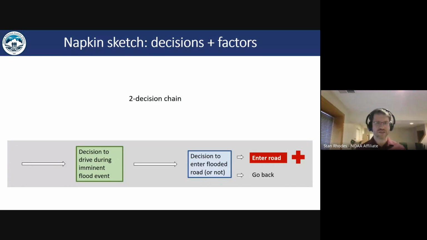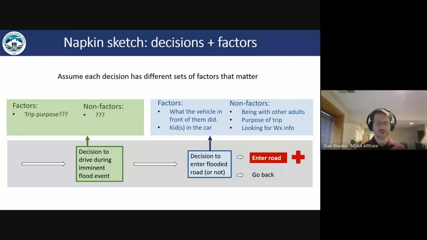So this is a 2-decision chain here. And so this is the idea of the decision chain. On the right, we have entering the road, which may result in someone being injured or killed. And so they made a decision to enter the flooded road or not, seemingly. Maybe not intentionally. Maybe it was a surprise, but there was some decision there. And then before that, there was this decision to drive during an imminent flood event. Of course, there's a question of whether they knew it was an imminent flood event, but there was a decision to drive, right? So this is a basic concept to start thinking about the decision chain and how we think about it. And then we try to identify those factors that matter for those decisions.